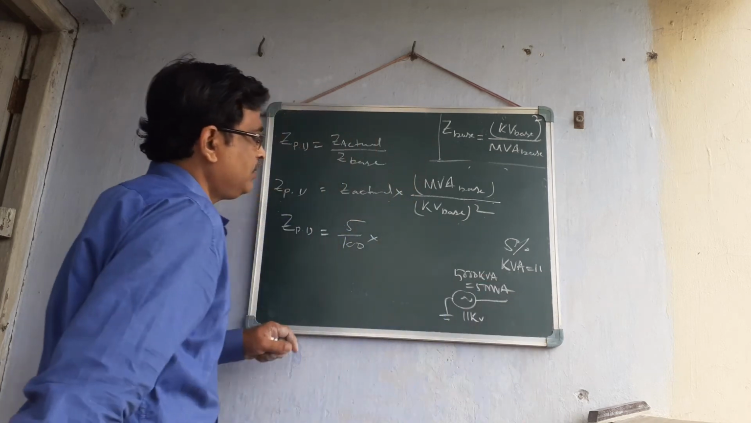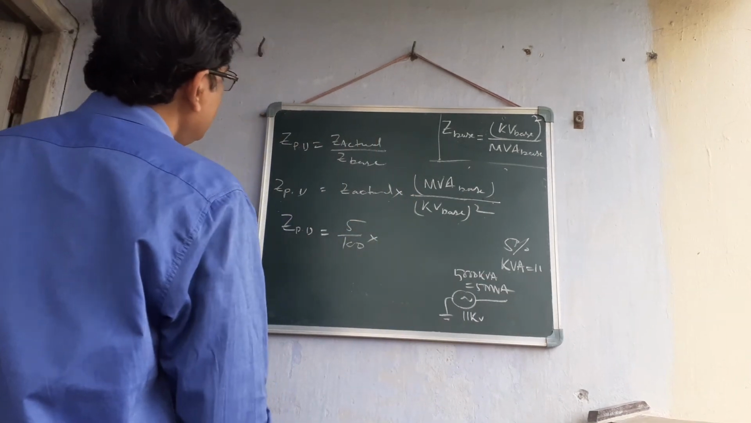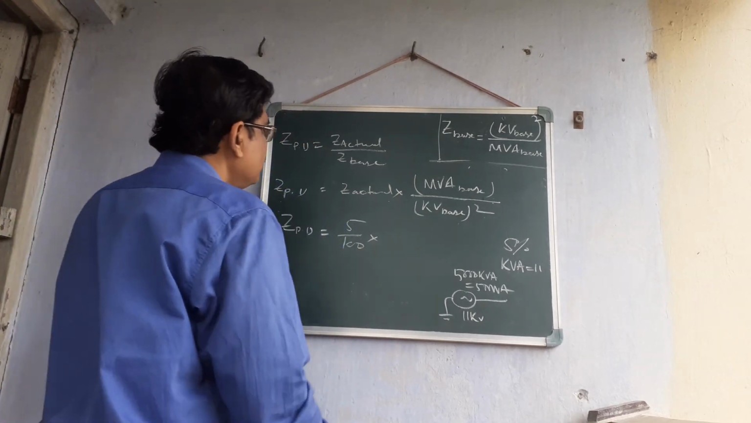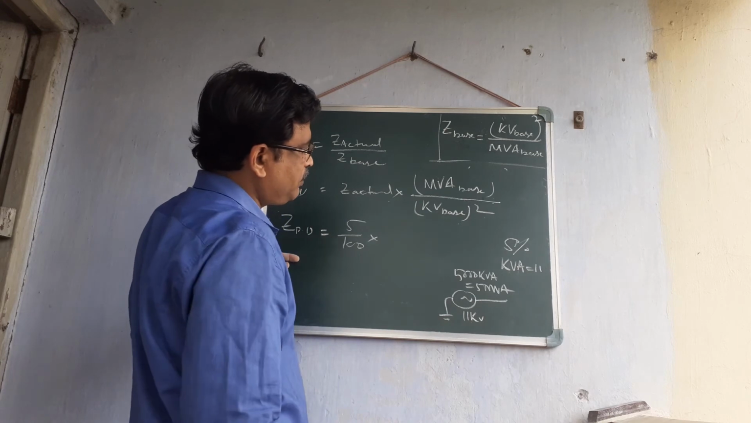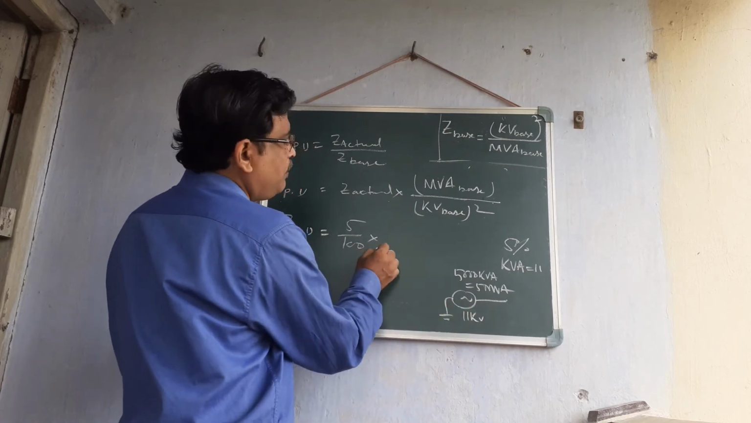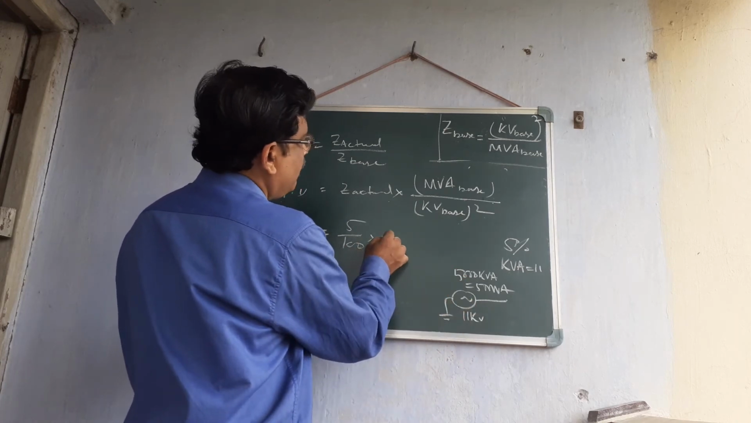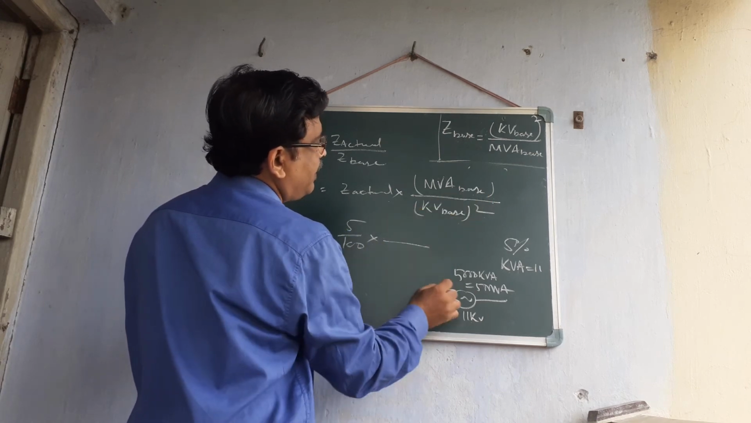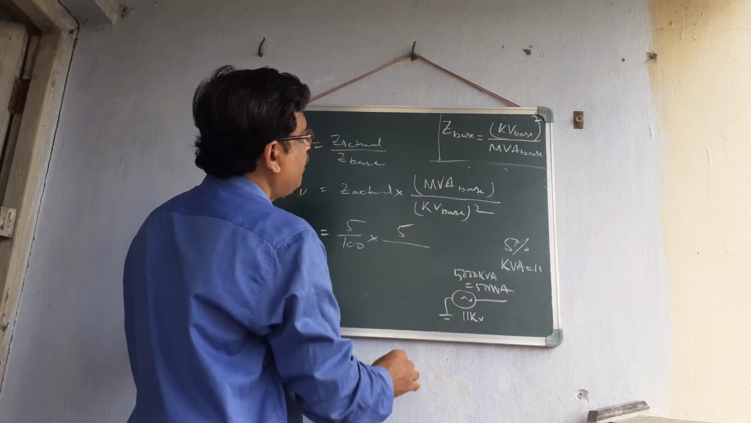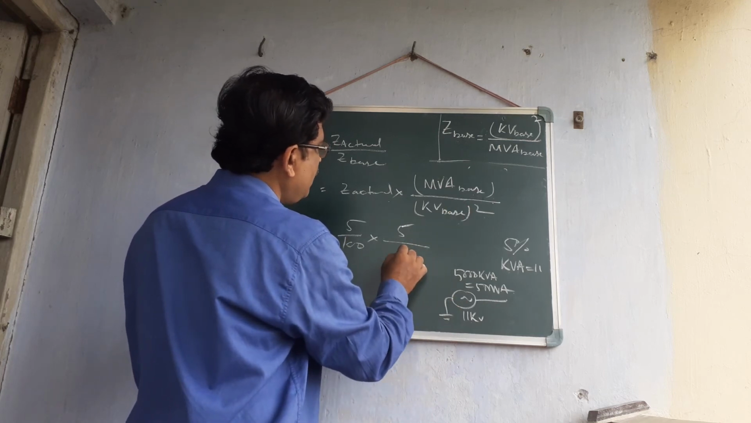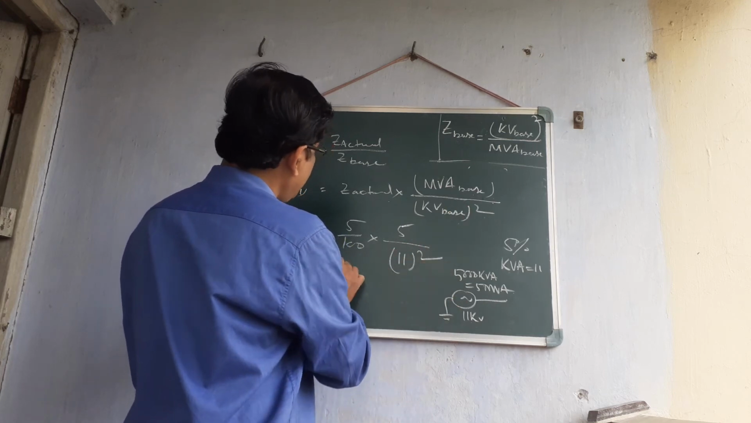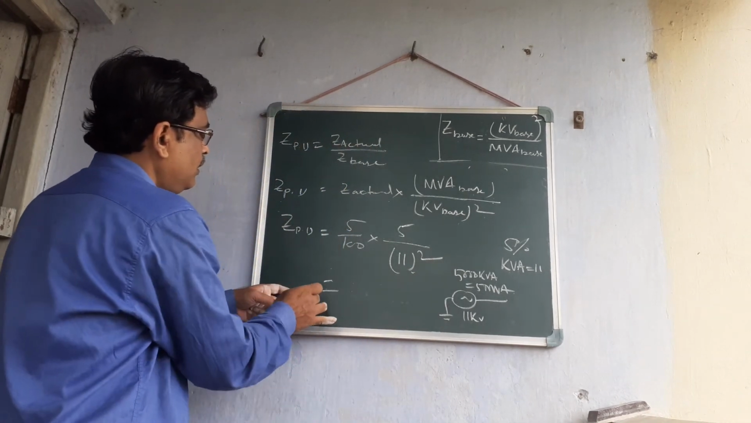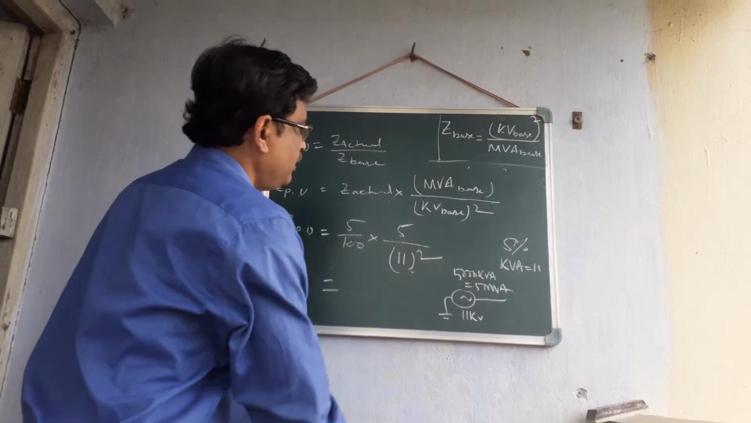5 MVA. Consider the case of the previous one. 5000 kVA, so the MVA base will be 5 MVA, divided by kV square, where kV square means 11 square. Its value will come from this, and we will find out the Z per unit.